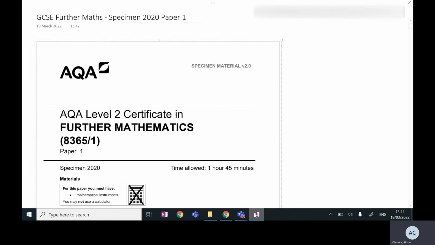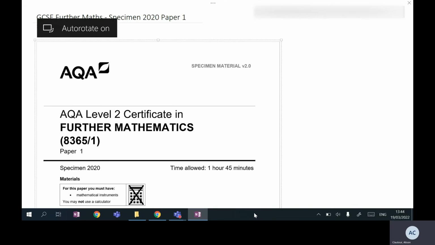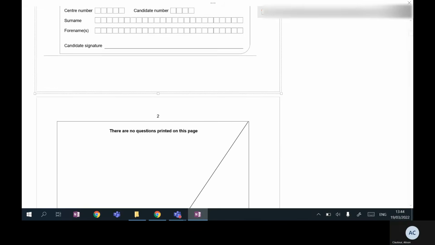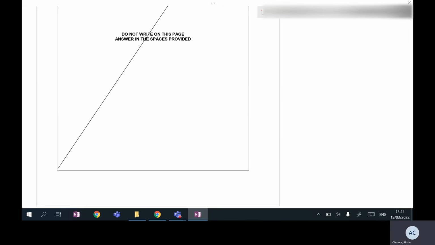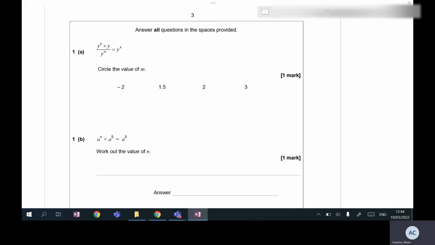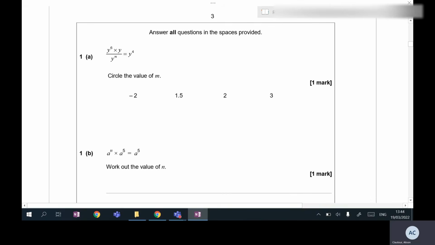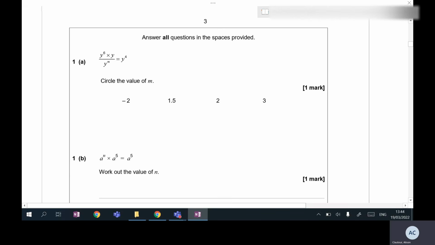Right, so this is the Specimen paper 2020. This is when the specification changes. They're given a practice paper to look at the new specification. It's the non-calculator paper. So if we look at the first question, this is something that you could get in a normal GCSE paper.